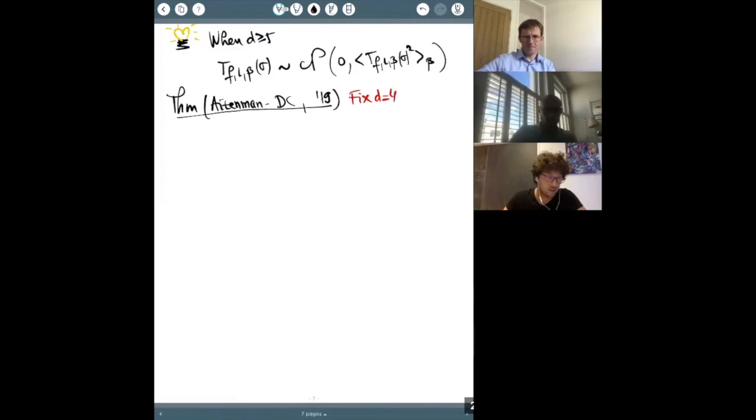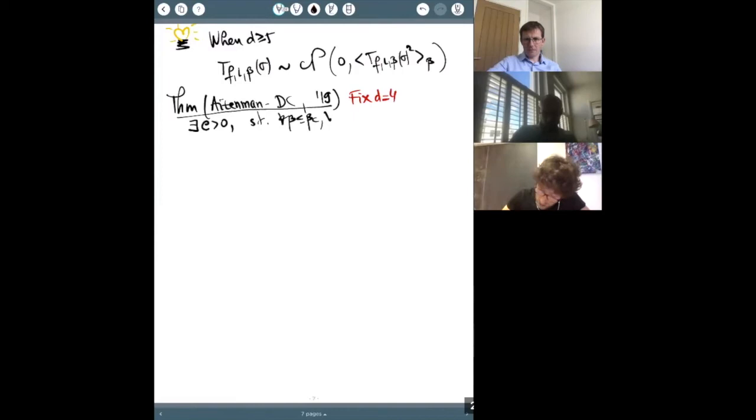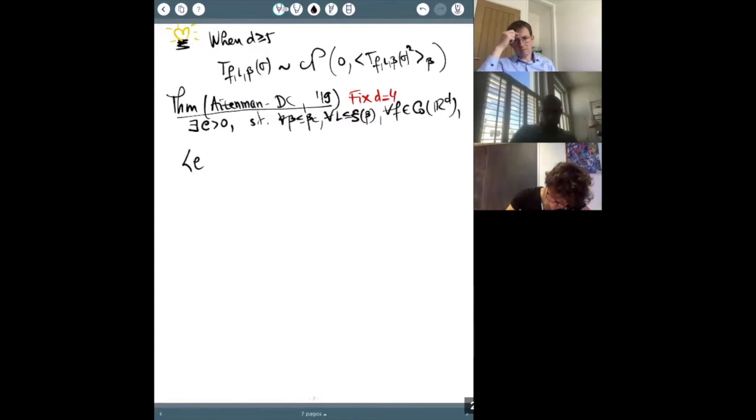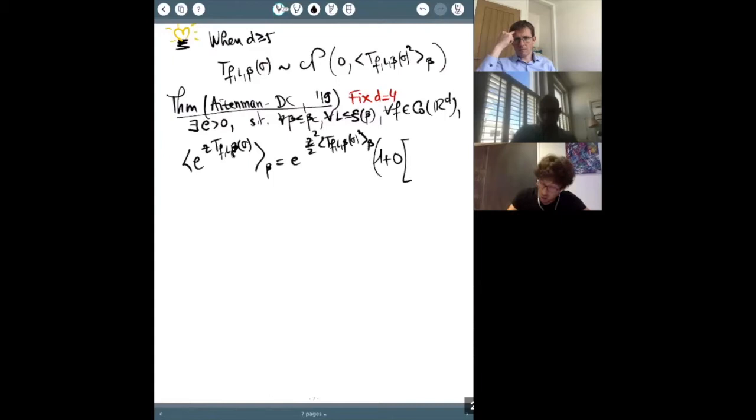And there, the result is the same, except there is a constant such that for any beta smaller than beta c, for any L smaller than the correlation length, for any F which is compactly supported on R^d, when I look at it, I know I'm repeating the same thing as before, but I guess it's not too much to have it a second time. So you get e to the z squared over 2 times the variance of T_{F,L,β}(σ). And you get again 1 plus big O. You get the same error. I write it again, but this is really not important. Again, you can think of just a constant here that depends on F and on z. That's all.